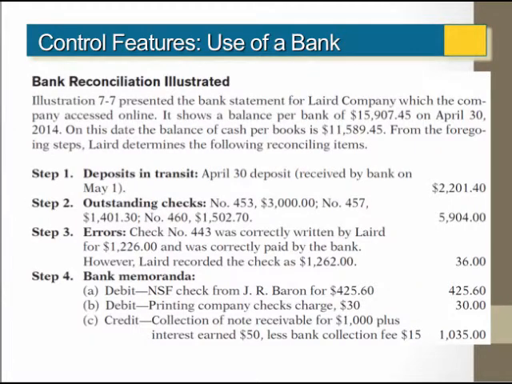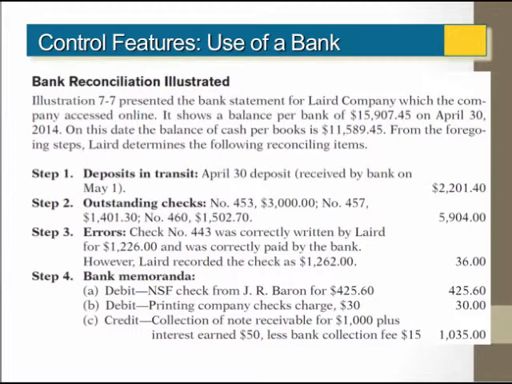So let's give it a try. Illustration 7.7 presented the bank statement for Laird Company, which the company accessed online. It shows a balance per bank of $15,907 on April 30th. On this date, the balance per books is $11,589. From the foregoing steps, Laird determines the following reconciling items: deposits in transit, outstanding checks, errors, and bank memos.